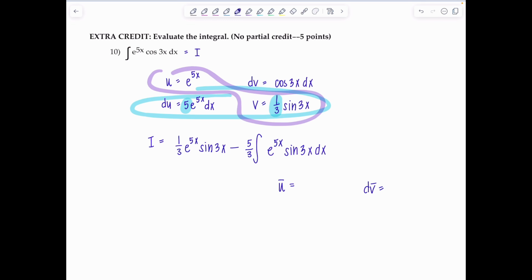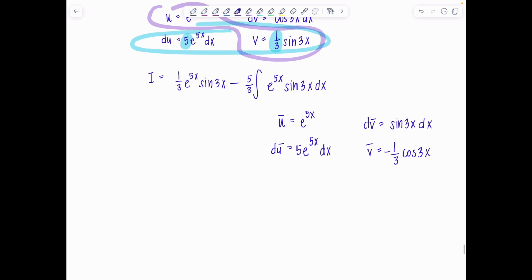So u bar is going to be e to the 5x and then dv bar sine 3x dx. So du bar 5e to the 5x dx. And v bar, it'll be negative 1/3 cosine 3x. Let's keep our wits about us. Like anytime I notice there's a negative, I go, okay, we have to be extra alert right now so we don't screw it up. Rewrite everything.